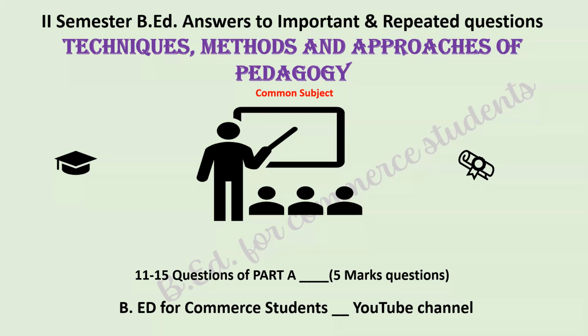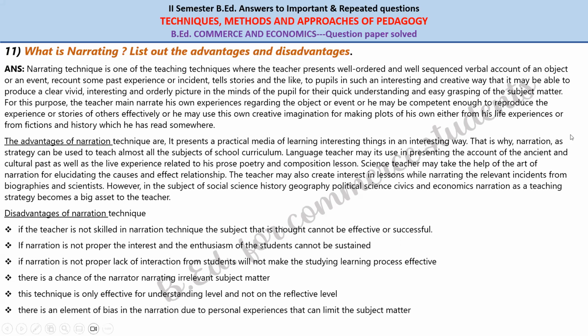So let's go to the first question. That's the 11th question in this series. What is narrating? List out the advantages and disadvantages. So narrating is nothing but, the best example we have in narration is, if you remember the Mahabharata, wherein Sanjay narrates to Dhritarashtra the story of the war that is going on, because Dhritarashtra, being blind, is not aware of what is happening, but because of his divine vision, Sanjay narrates the sequences.